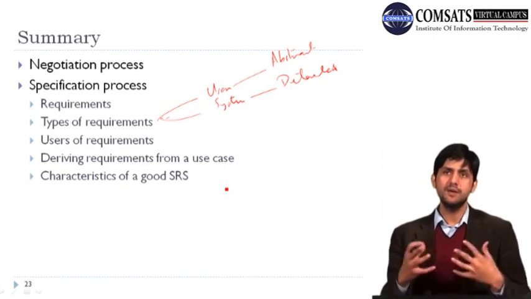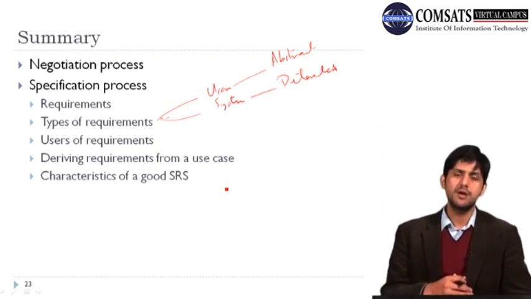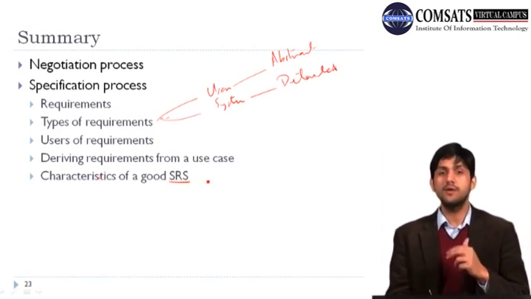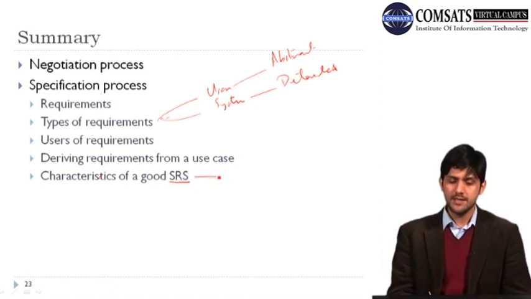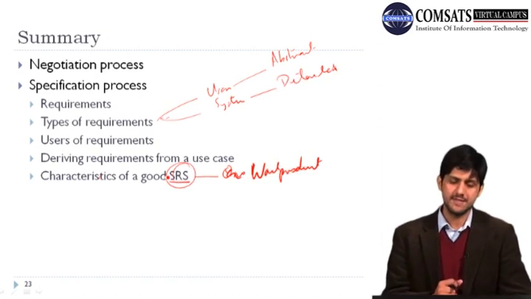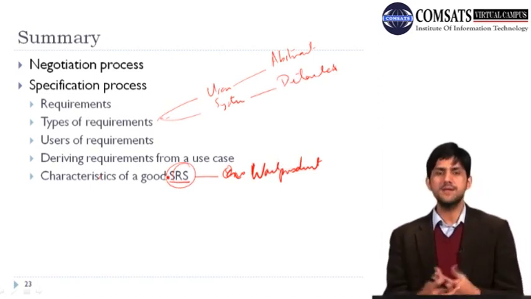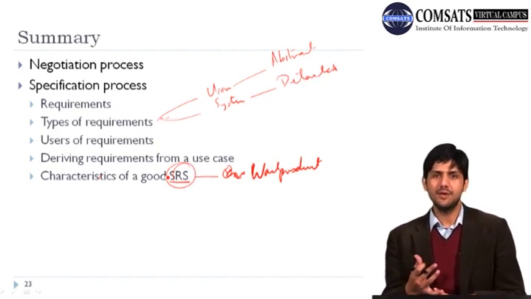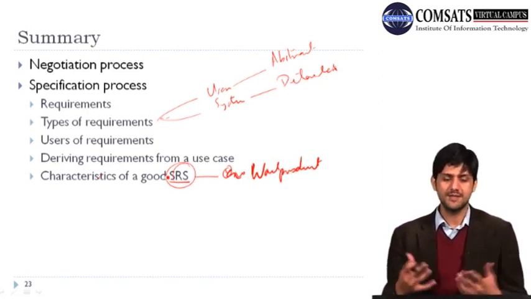And finally, towards the end of the lecture, we talked about something very important, which is the characteristics of a good SRS. And again, what is an SRS? It is a software requirement specification document, and it is the main work product of this specification process. It is a very important document, and requirements engineering actually revolves around producing this document, maintaining it, and making sure that it is up to date.